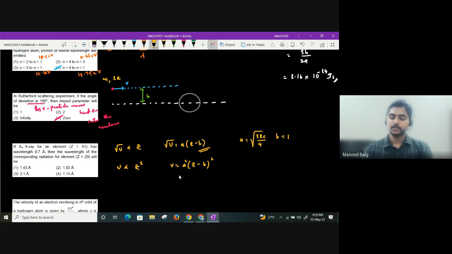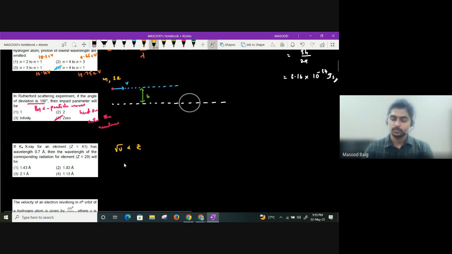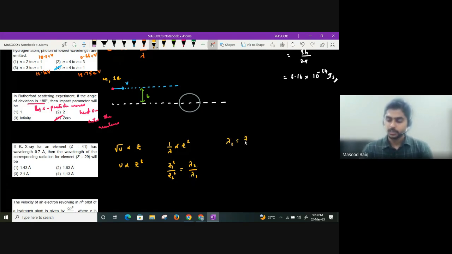In general, from Moseley's law, we can say frequency of characteristic X-ray is proportional to Z square. Or I can also write 1 by lambda is proportional to Z square. So Z1 square divided by Z2 square will be equal to lambda 2 divided by lambda 1. They're asking the lambda 2 value, so I can write it as lambda 1 into Z1 divided by Z2 whole square. Lambda 1 is given as 0.7, Z1 is 41, Z2 is 29, whole square.